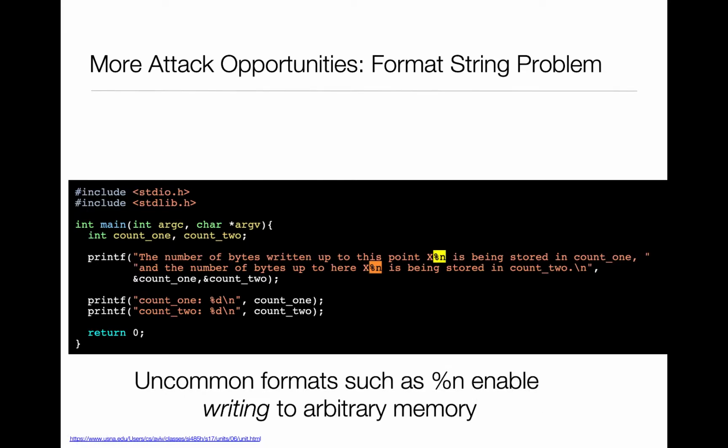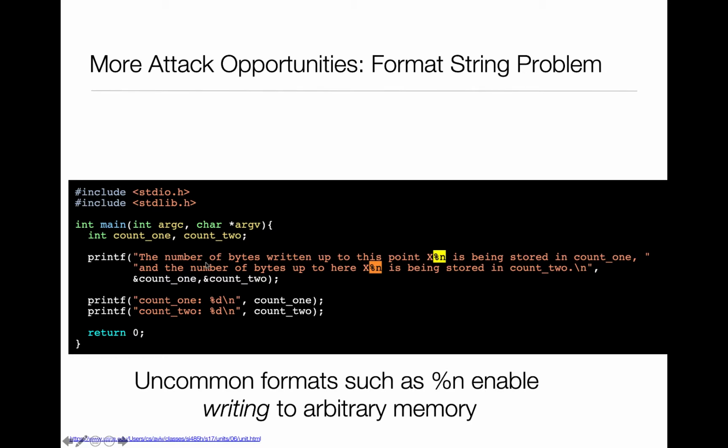And the problem becomes more interesting when you find some of the more obsolete format characters that are still viable. So in this case, the %n is a format character that will tell you how many bytes have been written up until the point that you print. So in this case, it would count how many bytes have been written in the string up to here, and then store it in the associated variable here.